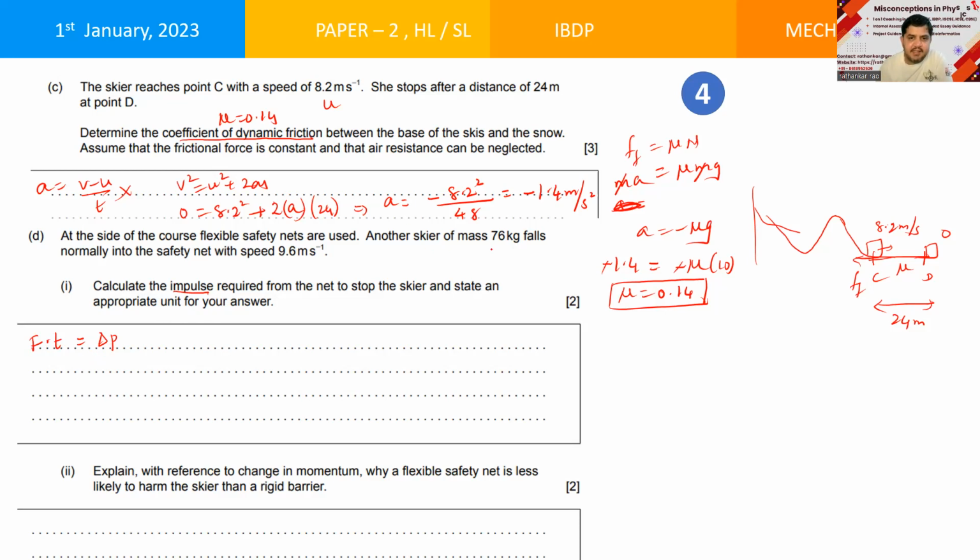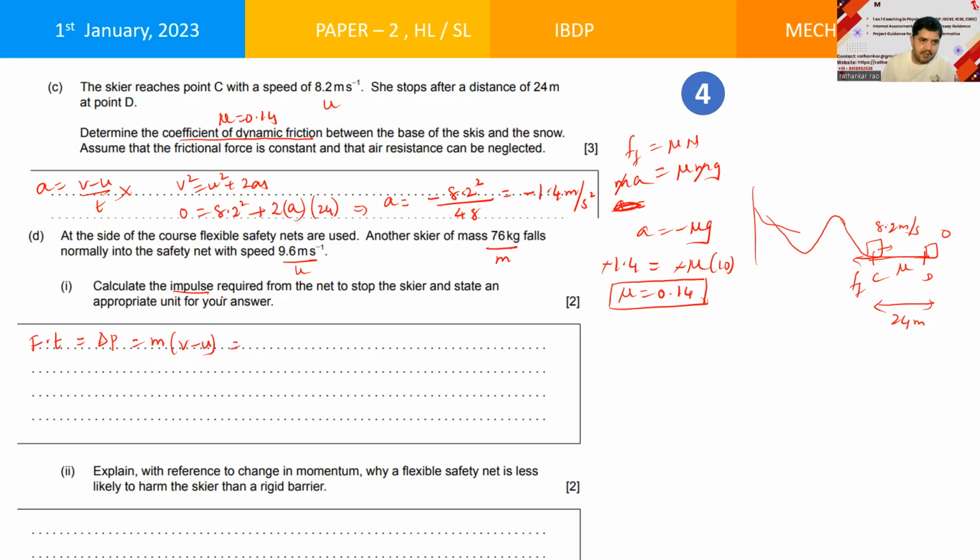Now, another skier of mass 76 kg, mass is given to you. Normally, it travels into the safety net with a speed of 9.6 meter per second. Now, what velocity is this? Initial velocity is given to you. When he falls onto the net, what will happen? The velocity becomes 0, right? Because it supports him. Suppose by accident he falls onto it. That's what happens. So therefore, what is delta P? Delta P is nothing but M into V minus U, right?